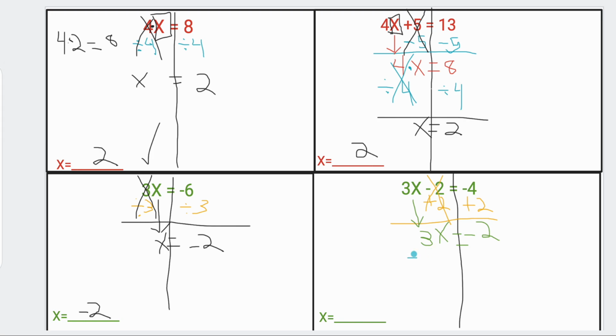So I'm going to do divided by 3 here, which means I also got to divide by 3 on the other side. There's two things I could do about this answer. If you do negative 2 divided by 3, you are going to get negative 0.6 repeating. Or you could just leave it as a fraction. Negative 2 in the numerator, 3 in the denominator.